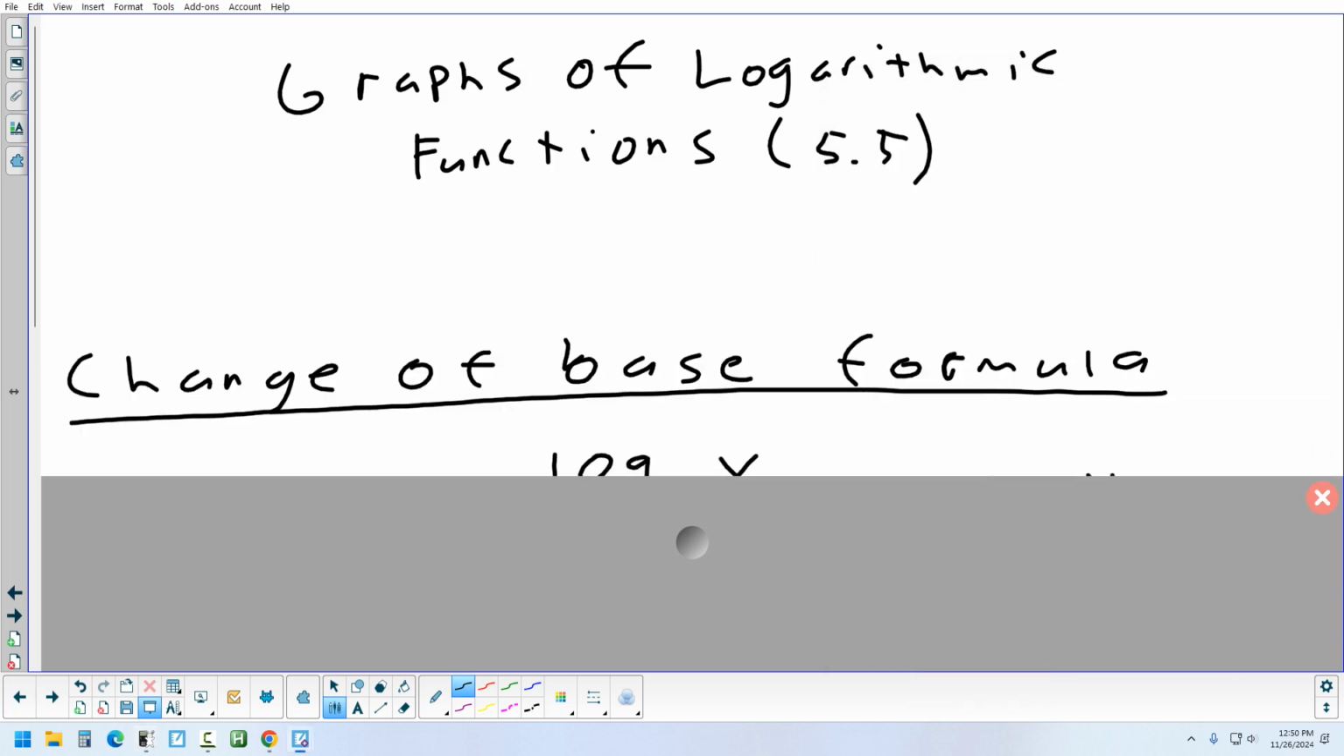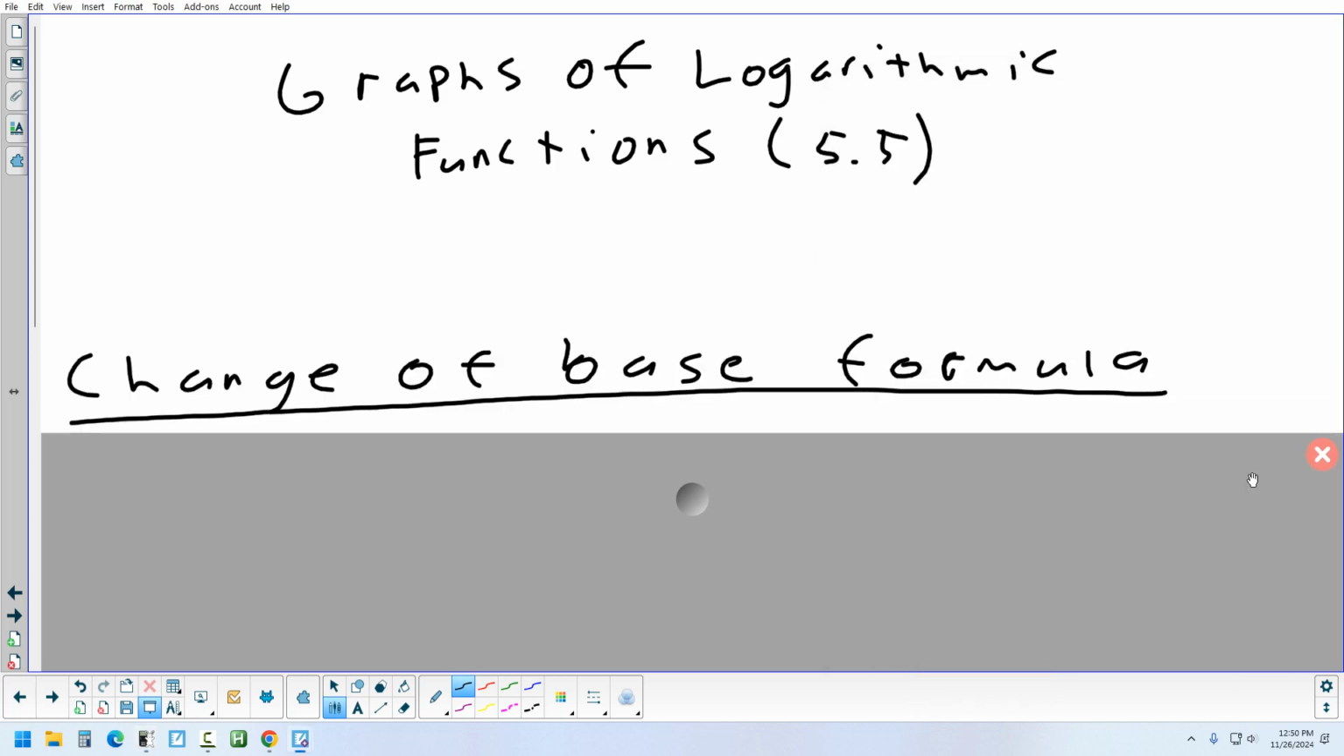So if we have something that is not a base 10 or a base e, I'm going to show you how you can type it in. And this will work on any scientific calculator as long as it has a log.